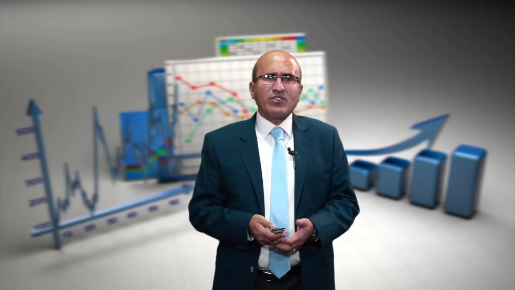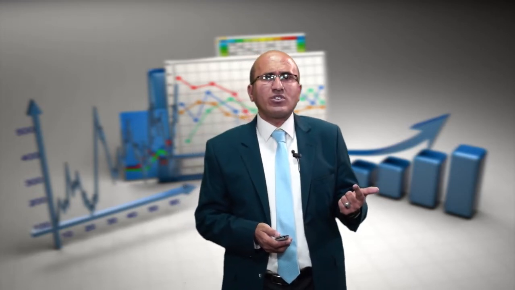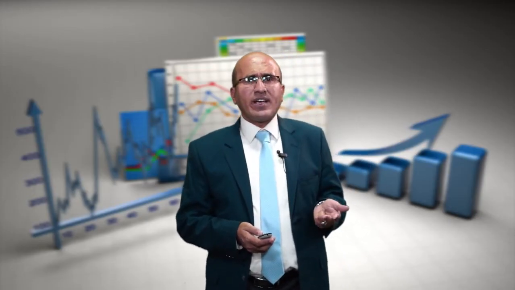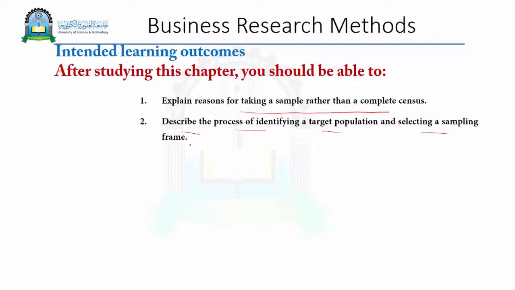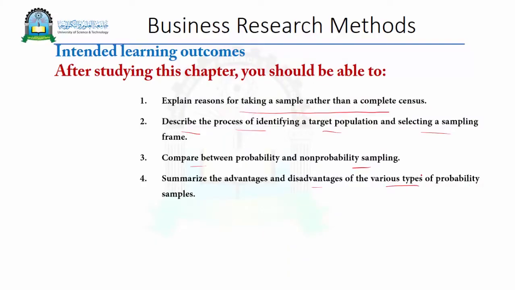The intended learning outcomes are that after studying this session, the students should be able to explain reasons for taking a sample rather than a complete census. It's difficult to get the complete census and population, so we can take a representative sample. Students should also be able to describe the process of identifying the target population and selecting a sample frame, compare probability and non-probability sampling, the two types of sampling, and summarize the advantages and disadvantages of various types of probability sampling. Also, the students should be able to discuss how to choose an appropriate sample design. All these are the ILOs of this session.